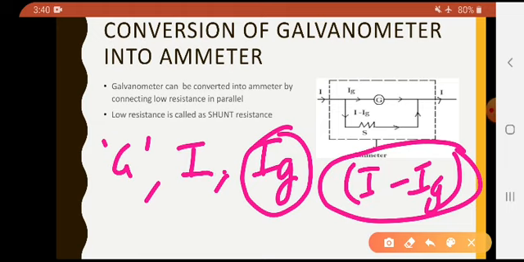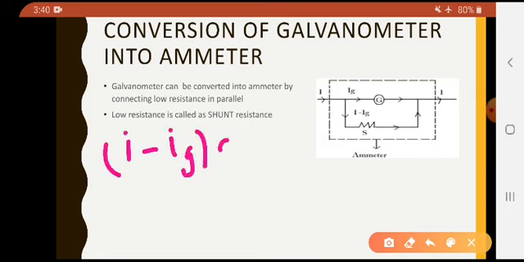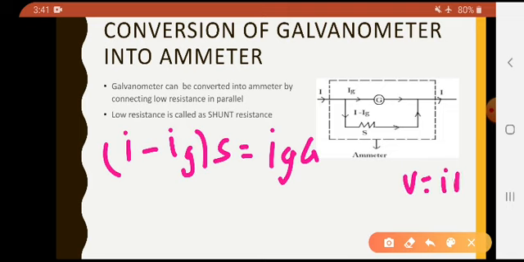So S and G are a parallel combination. Shunt and galvanometer resistance are in parallel. So the voltage drop across the shunt is equal to the voltage drop across the galvanometer. What is the voltage drop in the shunt? Using V equals IR, it is I minus Ig into S, where I minus Ig is the shunt current and S is the shunt resistance. Across the galvanometer it is Ig into G, where Ig is the galvanometer current and G is the galvanometer resistance.